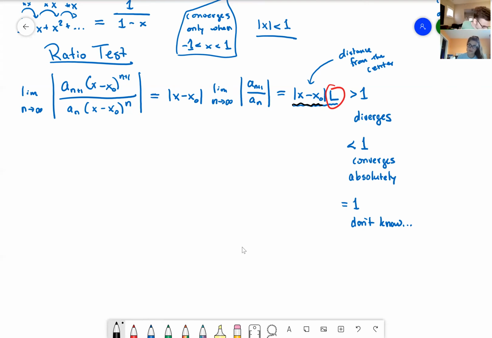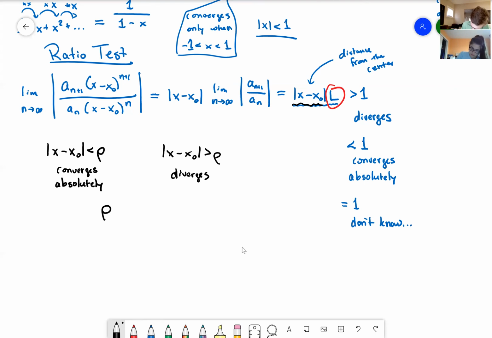So we say that it has some kind of radius: x minus x0 less than rho. It looks like a p, but it's actually the Greek letter rho for radius. And we say it converges absolutely in this range. So we haven't gone too far from the center. And then when x minus x0 is greater than rho, we have gone too far and it diverges. This is called the radius of convergence.